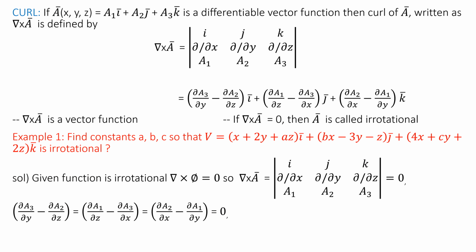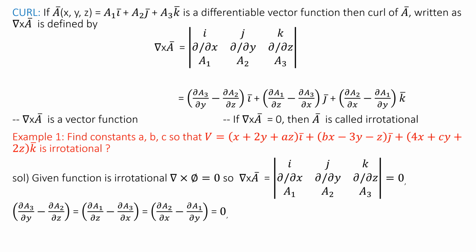Now look at another important concept in vector calculus, which is curl. The curl of a function f of x comma y comma z, which is equal to a1 i bar plus a2 j bar plus a3 k bar, is a differentiable vector function. Then the curl of a bar can be written as del cross a bar. Basically, the curl is written as del cross a, whereas in case of divergence it is written as del dot a bar. There it is a dot product, here it is a cross product.